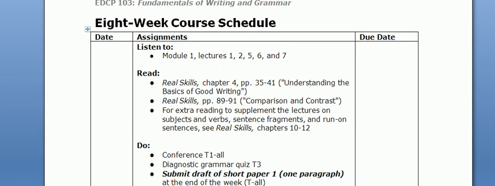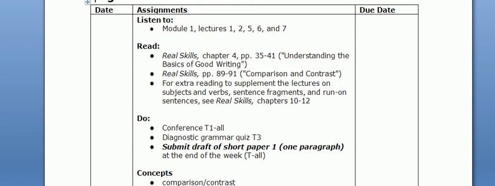The next document is the 8-week schedule. This is what we propose for the 8 weeks. In the first week, for example, the student will submit the first draft of the short paper, the comparison contrast. There's also some reading materials. We've taken a look at the lectures and the other materials in the modules and suggested what might be useful for this revision of EDCP 103. That's week 1.